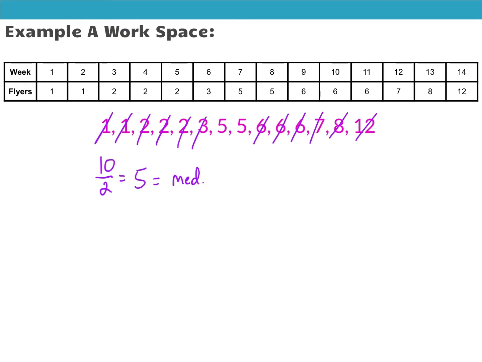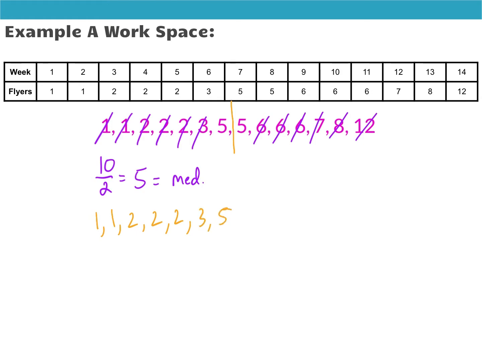The next thing that we need to do is figure out our upper quartiles and our lower quartiles. So we're going to start by cutting our data in half, so that we have our lower quartile on the left and our upper quartile on the right. So our lower quartile has 1, 1, 2, 2, 2, 3, and 5.